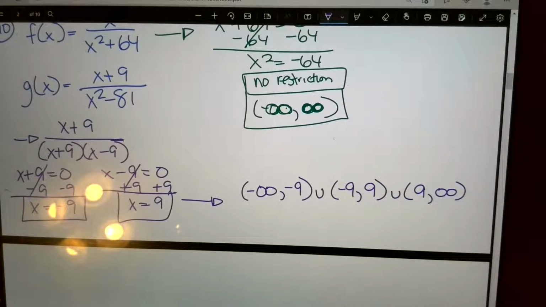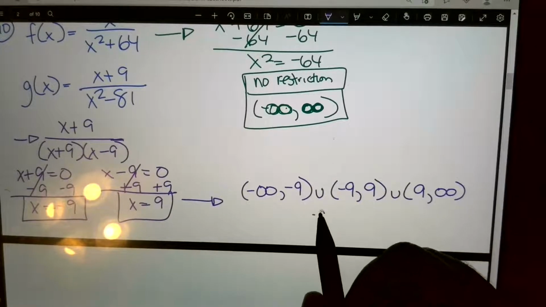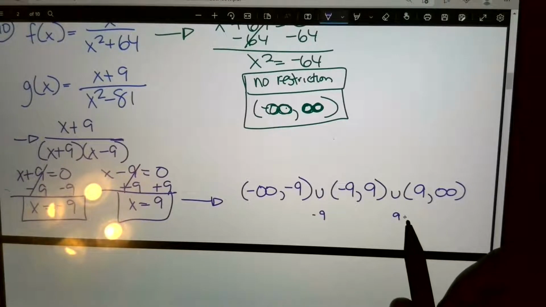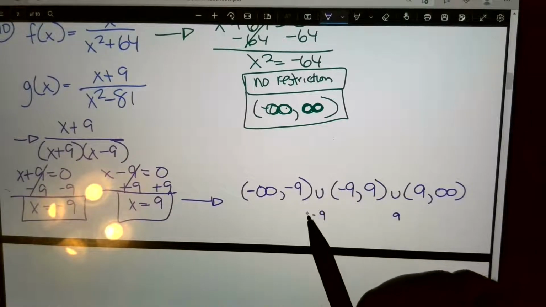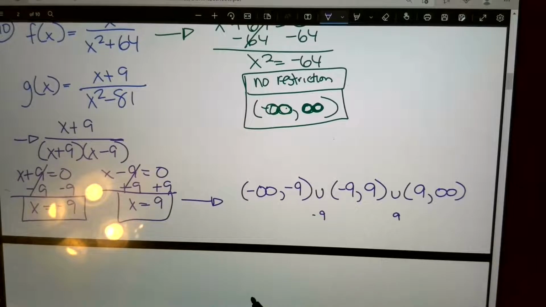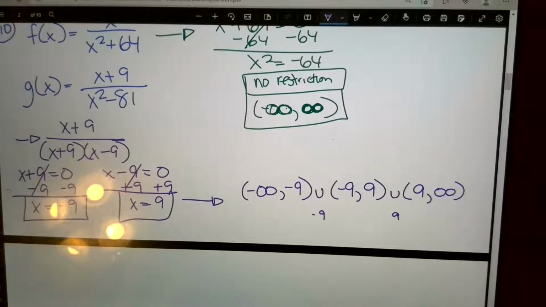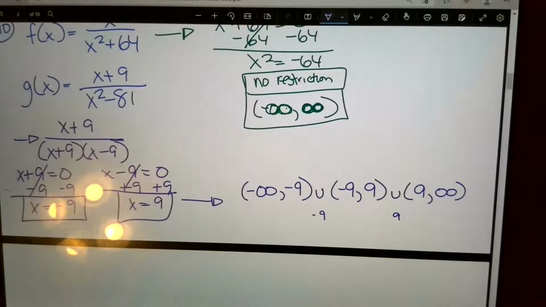That feels like a lot, but it's not. It's just saying at negative 9, which is here, and positive 9, which is there, the function can't equal either one of these values. Now, if you know anything about rational functions, you know that the positive 9 is a hole in the function, and the negative 9 is an asymptote. If you don't know what that is, then I don't know if you necessarily need to worry about it right now.